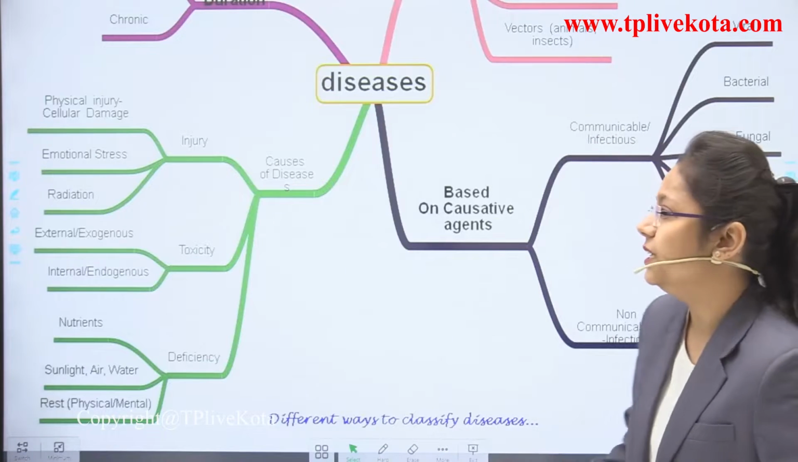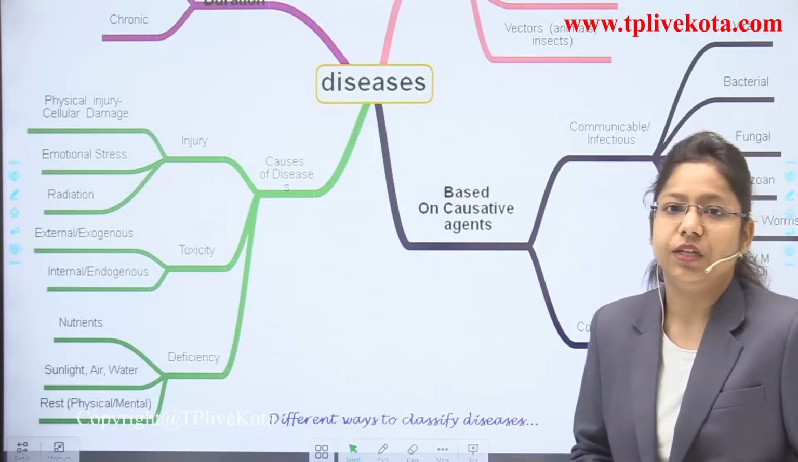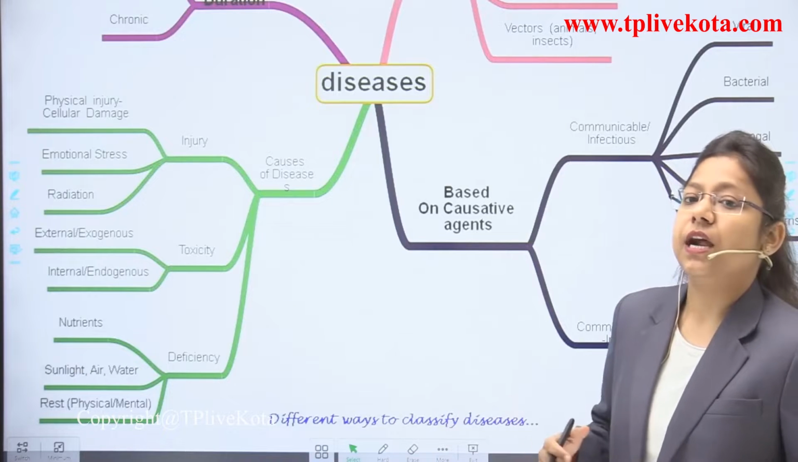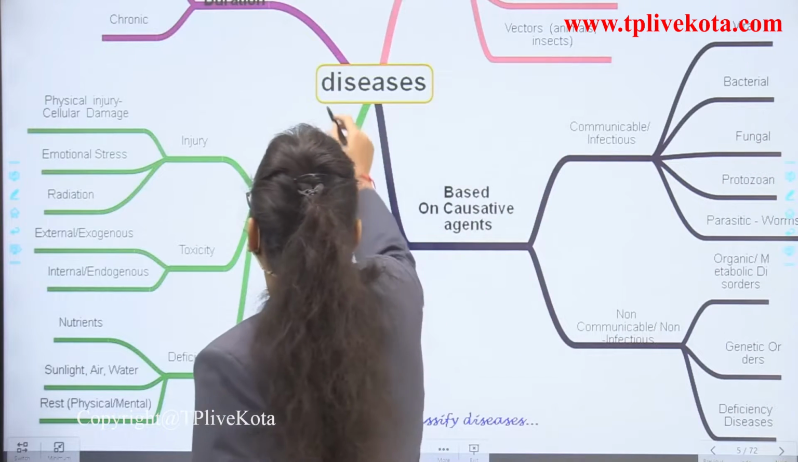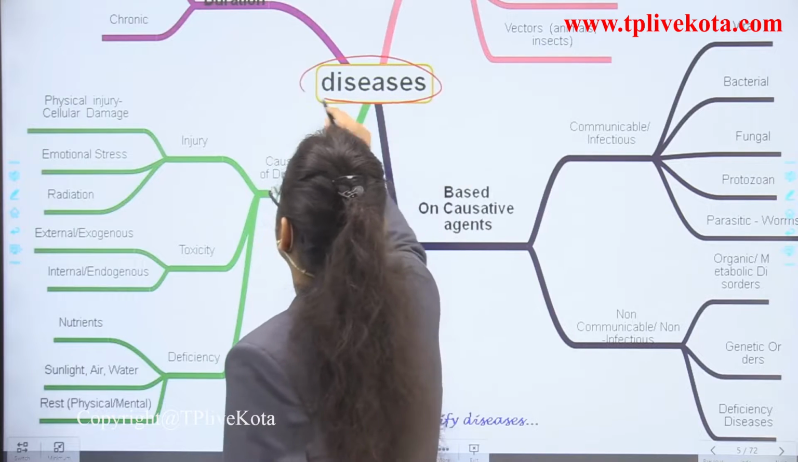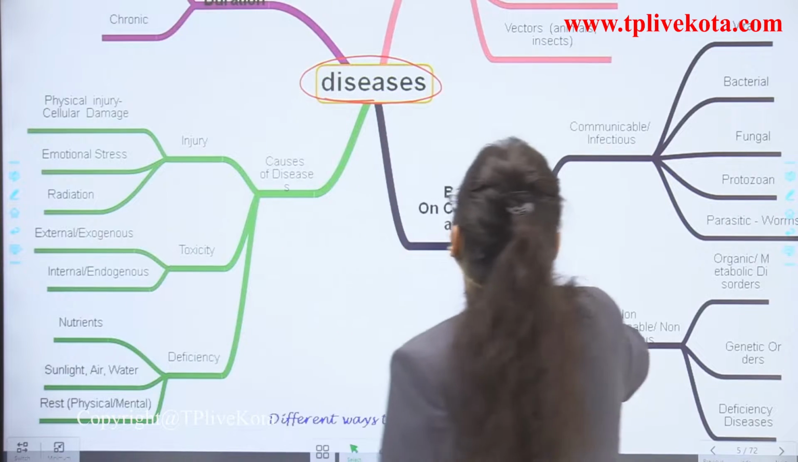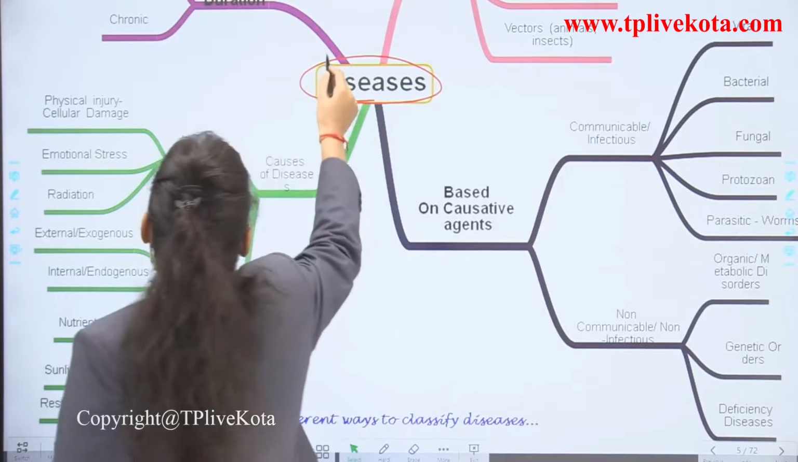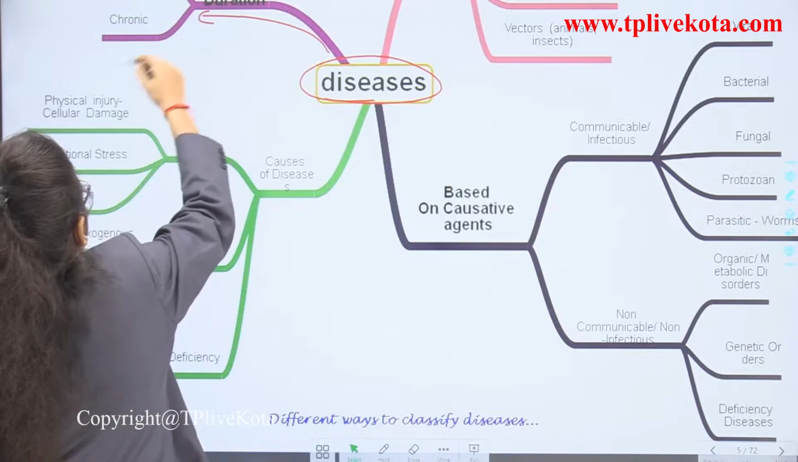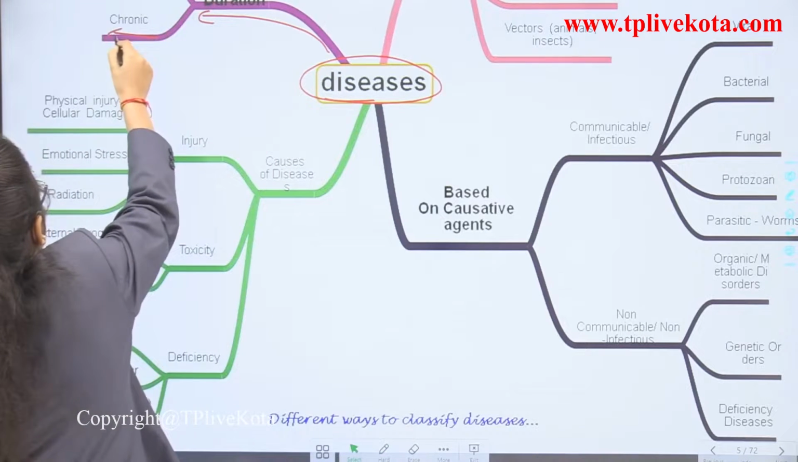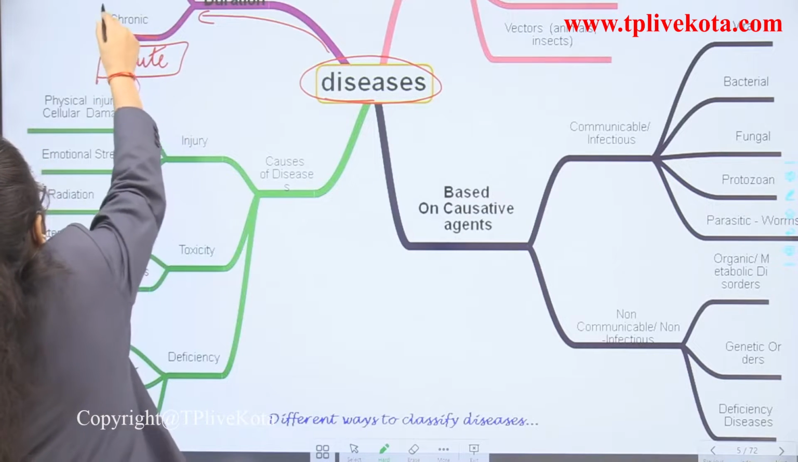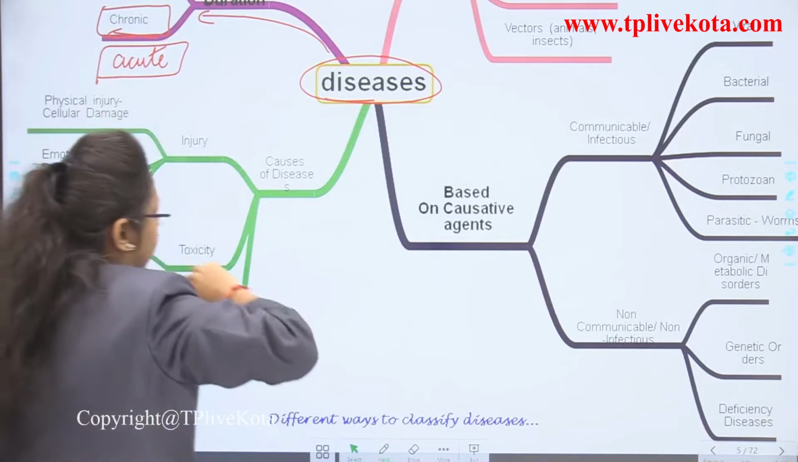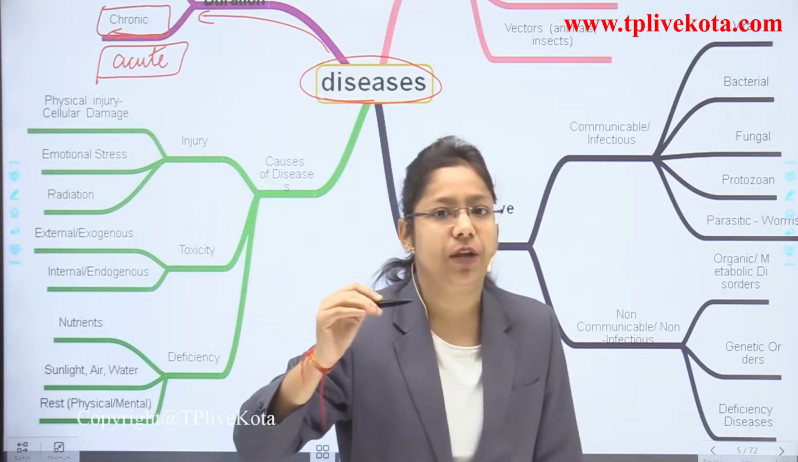Okay students, so let us start with this beautiful chart of the diseases first, then we will start with human health and diseases. Now students, if we talk about diseases, firstly we are going to talk about the duration. On the basis of duration, chronic disease and acute disease are divided. Chronic means that it remains forever, for the lifetime of a person.